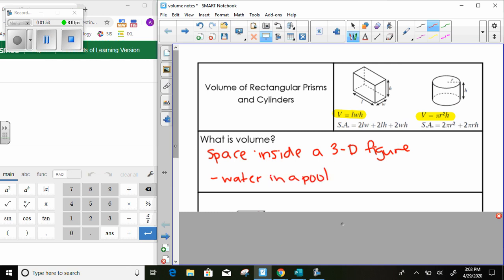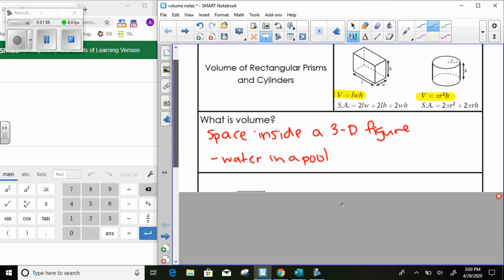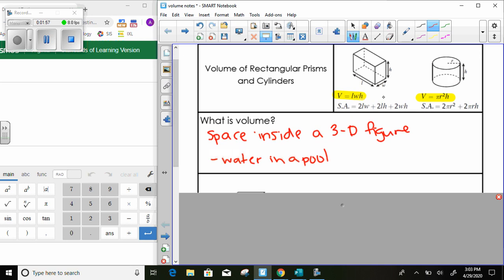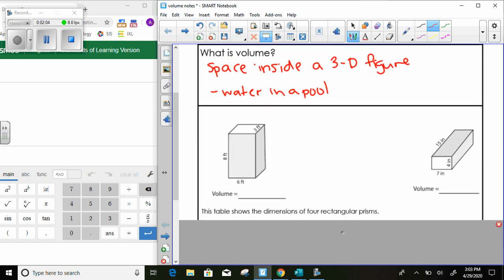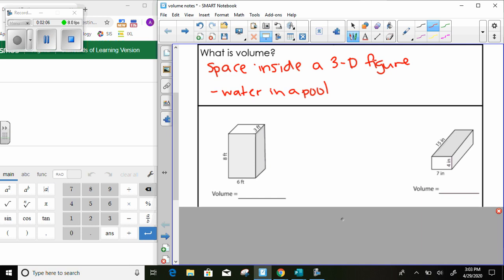Now you might have noticed already that the volume formulas for these figures are both pretty simple and a lot simpler than the surface area, so hopefully today's a little bit easier for you. The first figure we're going to be talking about is the rectangular prism, and as we talked about before, we know that a rectangular prism has a length, a width, and a height.